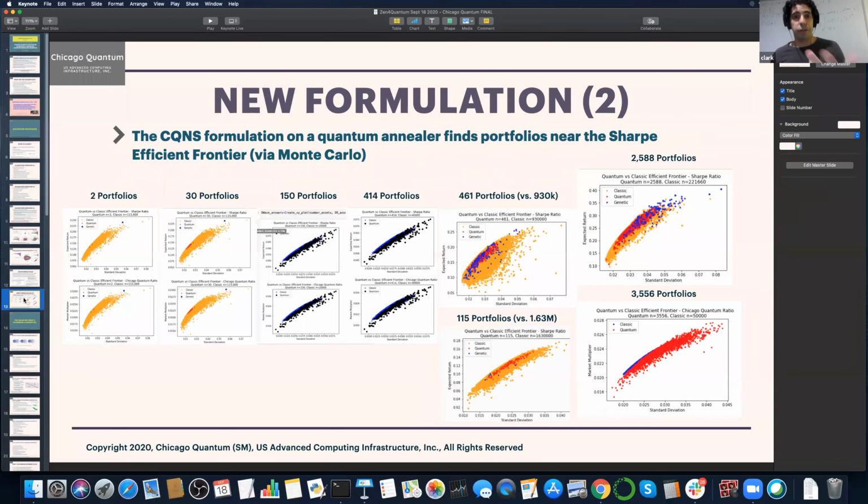Here are some of the results. If you look closely, you'll see this square root curve. You have expected return versus standard deviation, and standard deviation is roughly x squared. This is called the efficient frontier. Jeff has a lot of these where you can see the classical methods, the quantum method, and the genetic algorithm. And our methods are generally brushing up against the efficient frontier.